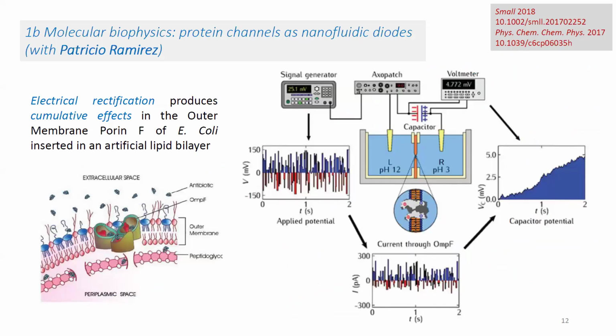If you change the biomimetic artificial pores and use ion channels instead, you can also study the electrical properties of the ion channel. In this case, we have inserted the outer membrane porin protein of Escherichia coli bacteria in an artificial lipid bilayer. An important difference here is that the currents to be controlled are in the picoampere regime instead of the nanoampere regime, which is typical of the artificial nanopores.